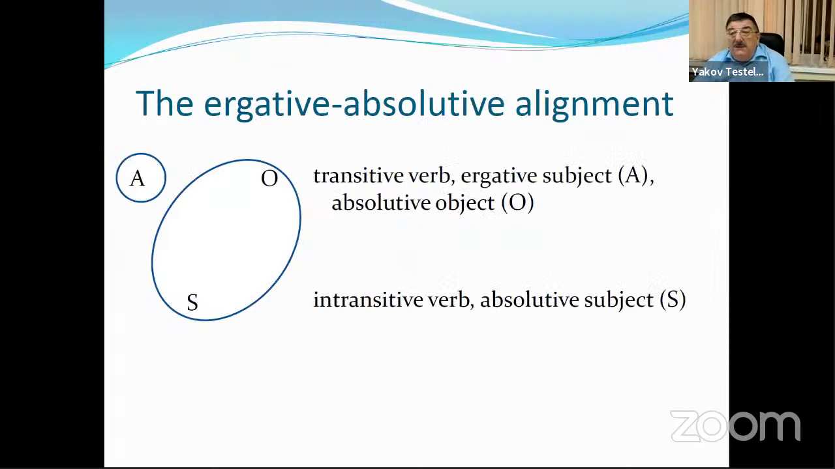Okay, so on the next slide, you see the diagram, which is very common for typologists, that presents the ergative versus absolutive alignment difference. A is the ergative subject, O is the absolutive object, the object of the transitive verb, direct object. S is the subject of intransitive verbs, absolutive subject. So this is what is marked with absolutive or unmarked with absolutive. And A is what is marked with ergative.